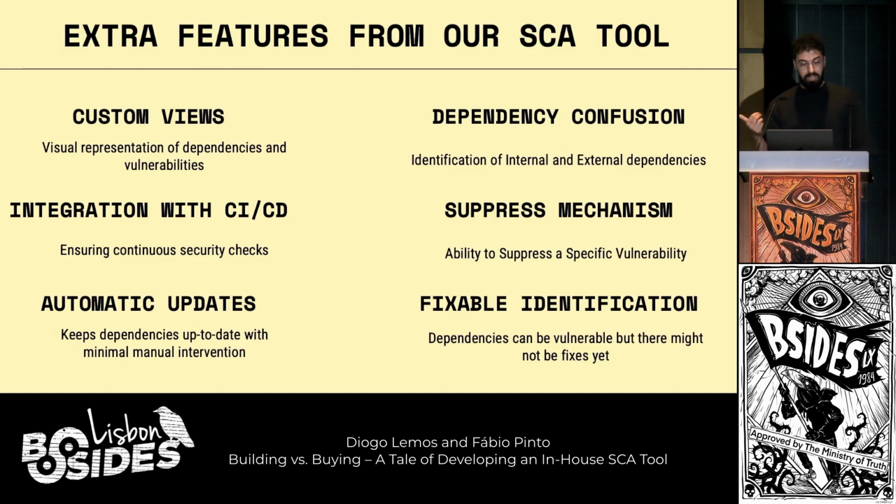We are integrated with CI/CD. We have our own suppress mechanism, and of course we have automatic updates. And we identify if a vulnerability is fixable or not, because there are vulnerabilities out there that have no patches yet, so not everything is fixable from a development point of view, you cannot just go there and upgrade the dependency. In these situations, it's good to know that you need to take other kinds of actions besides updating it.